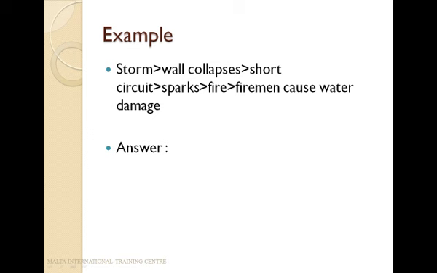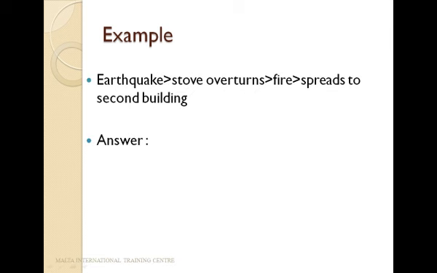If there is a storm causing a wall to collapse and then a short circuit resulting in a fire, having firemen causing water damage, then of course you can easily relate to the fact that the storm was the proximate cause in this example, since it started off a train of events causing the eventual loss, which is water damage. Here in this case, the proximate cause is again the first cause setting in motion a train of events, earthquake.